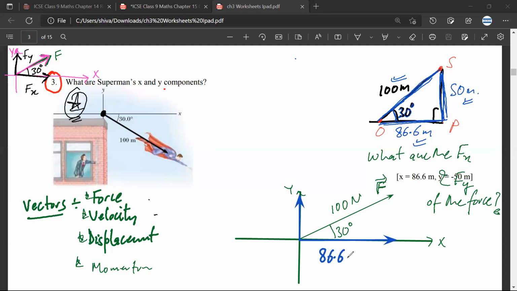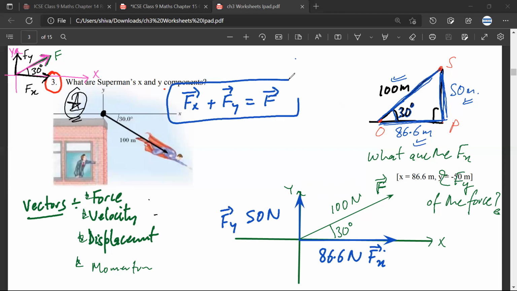Where this would be 86.6 Newton. This would be the x component of force, and this would be 50 Newton. This would be the y component of the force. Chris, is it making sense? Yes, sir. And I can add the two vectors, x and y component, to have the original force component again. Is it making sense? Yes, sir.